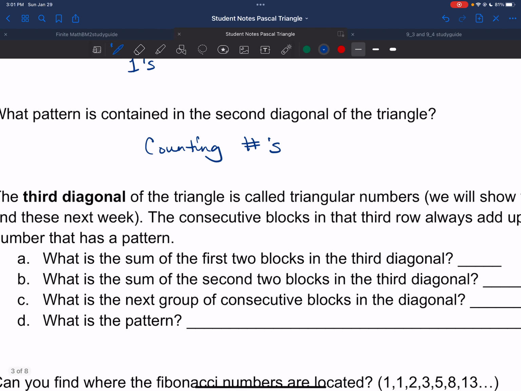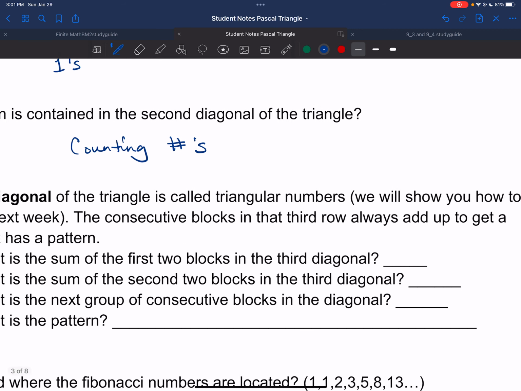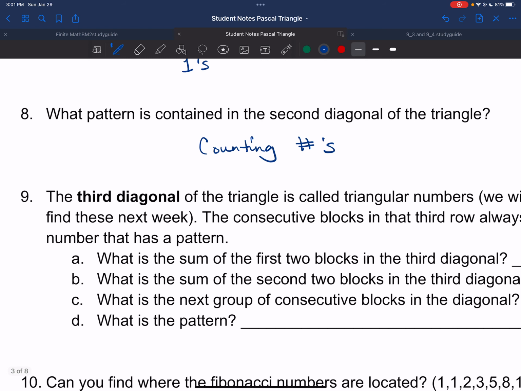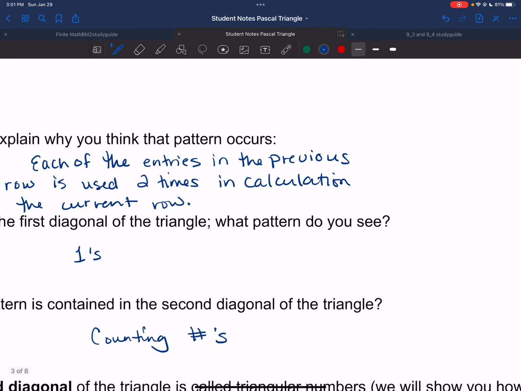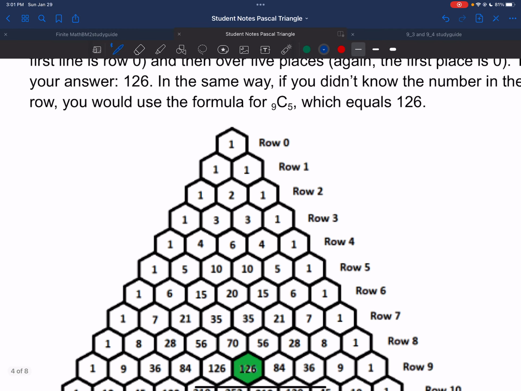The consecutive blocks in that third diagonal always add up to get a number that has a pattern. So we want to find the sum of the first 2 blocks, the second 2 blocks, etc. So I'm going to go over to this one, and I'm going to look at my third diagonal, which is going to be this one, or I could go with this one as well, right? But I'm looking for that third one. So if I take 1 and 3, that's my first 2, that's going to equal 4. If I take 3 and 6, that's going to equal 9. If I take 6 and 10, that's going to equal 16.